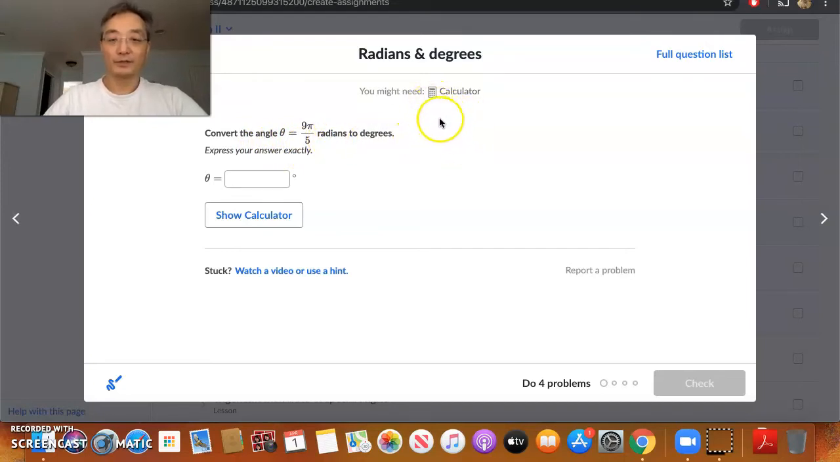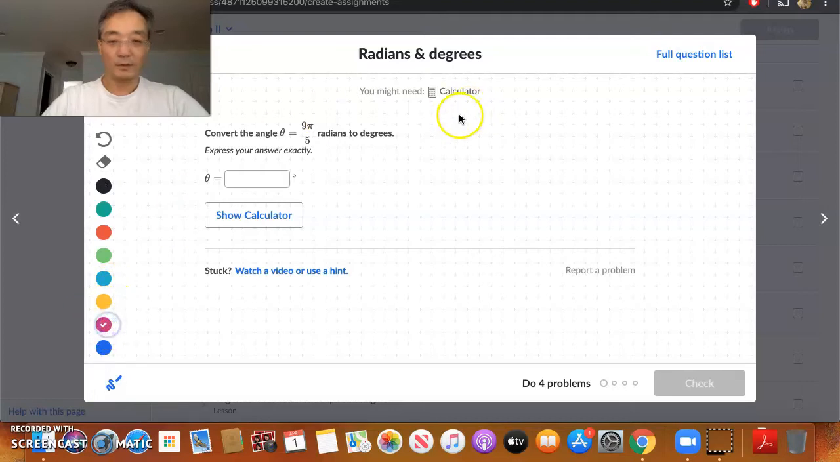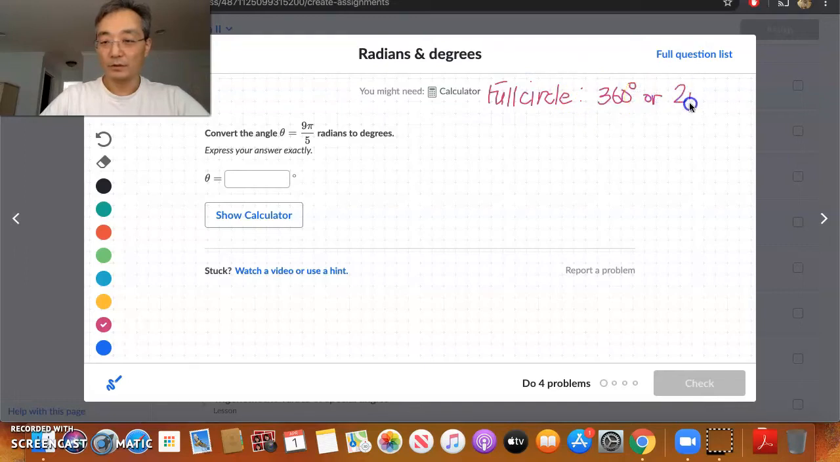So the conversion goes like this. If you want to convert from radians to degrees, you have to understand that in a full circle, we either have 360 degrees or 2 pi radians.